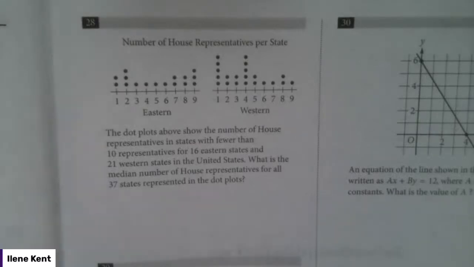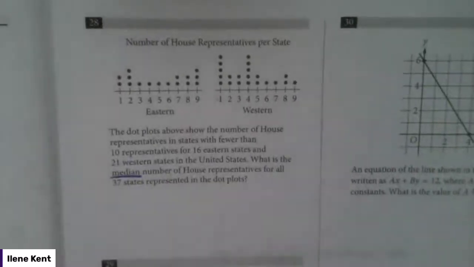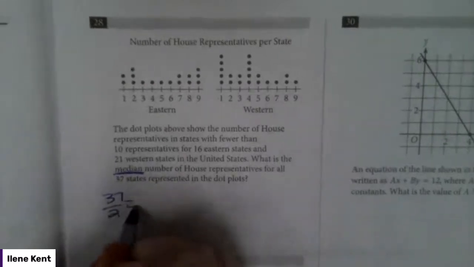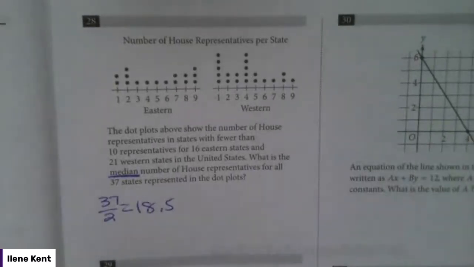Number 28 for me is the number of House representatives on the dot plots. The dot plots shown above are the number of House representatives in states with fewer than 10 representatives for the 16 eastern states and 21 western states in the United States. So what is the median number of House representatives for all 37 states? Well, the middle of 37 is 18 and a half. So the 18th and 19th, we would take those, add them together, and divide if they are not the same.